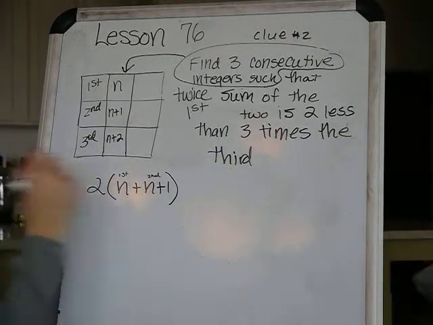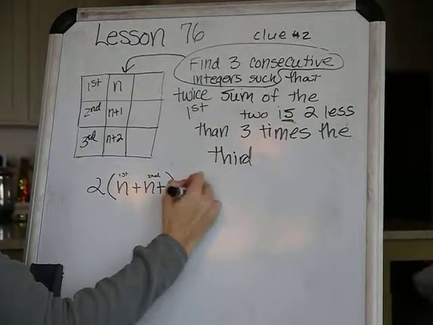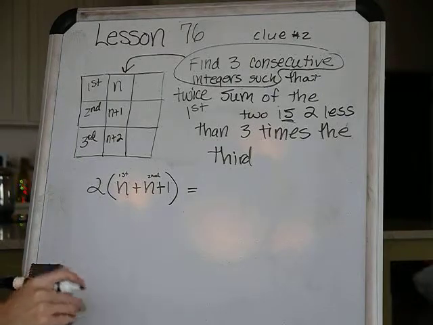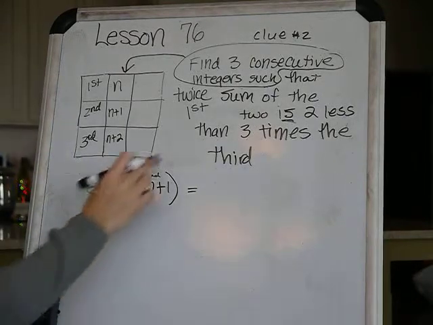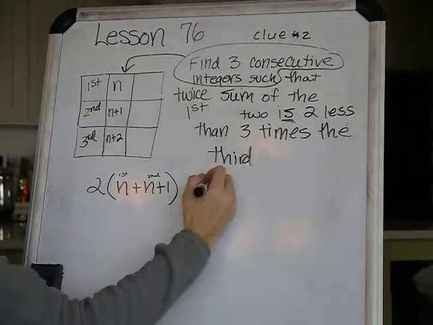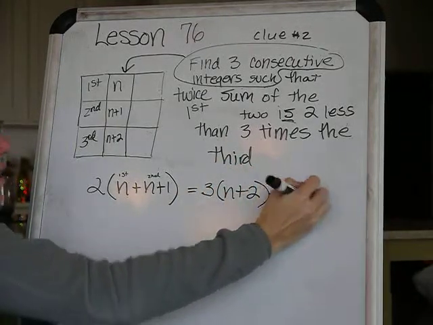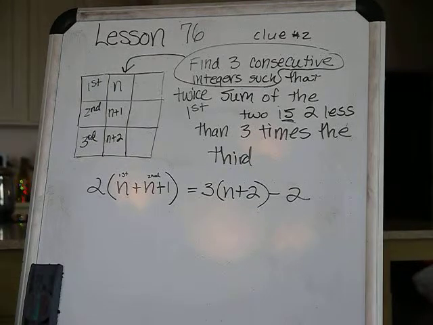Is. What does is mean? Equal sign. Equals 2 less than. Do not write 2 minus. 2 less than means something then 2 minus. So you gotta write that part first. So 3n plus 2 minus. There you go. That's what I got.